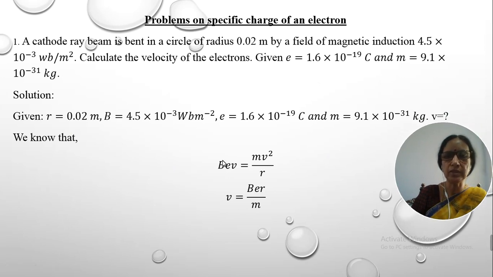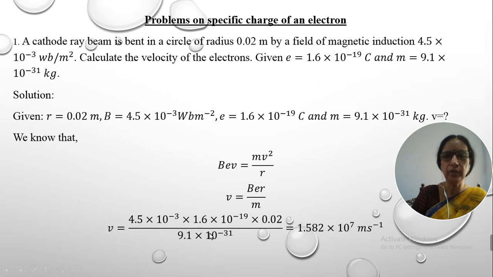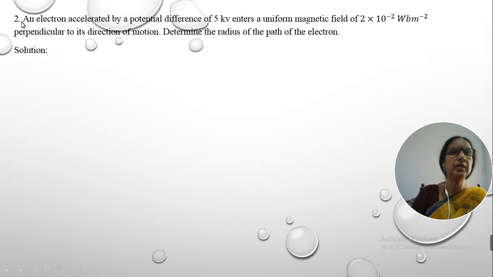So just write down the expression so that we can calculate the V value. Then substitute all the values in this. Substitute the field value B, e value, r value and m value. We'll get the final answer as 1.582 × 10^7 meter per second. Okay. So next problem.